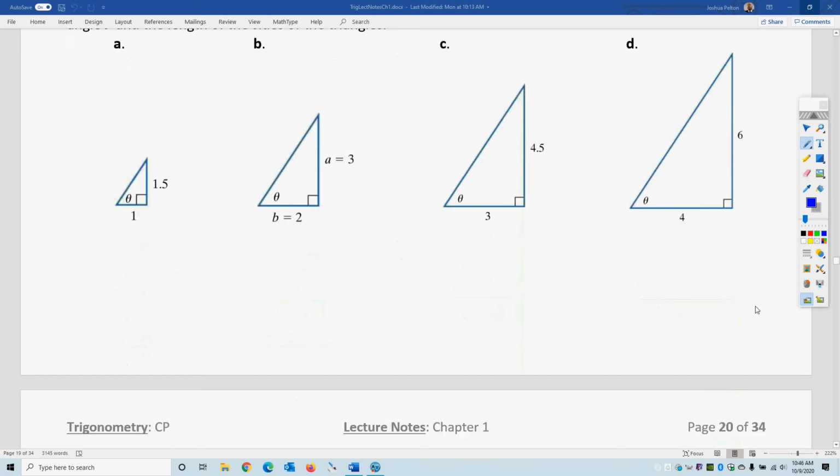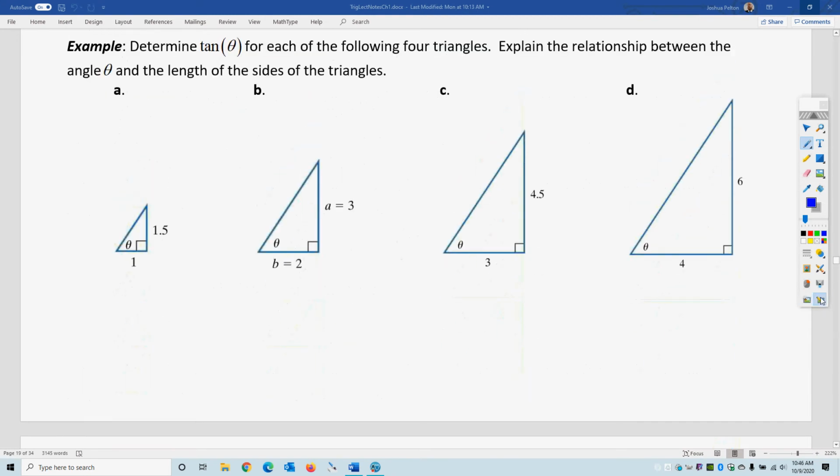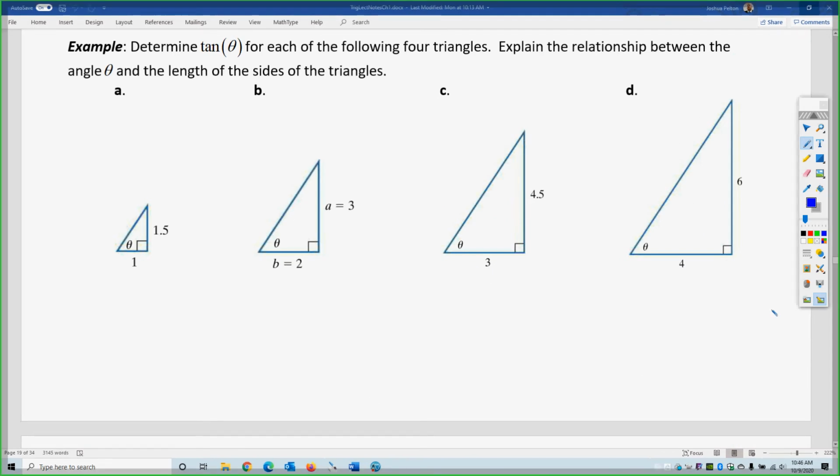Given an angle and two sides, which trig function will represent all of the following? Well, if I take any one of these angles, I have the opposite side and the adjacent side. I do not have the hypotenuse. So therefore, this is a tangent function, based on the mnemonic, of the angle equals 4.5 over 3. And we can repeat that for all others.